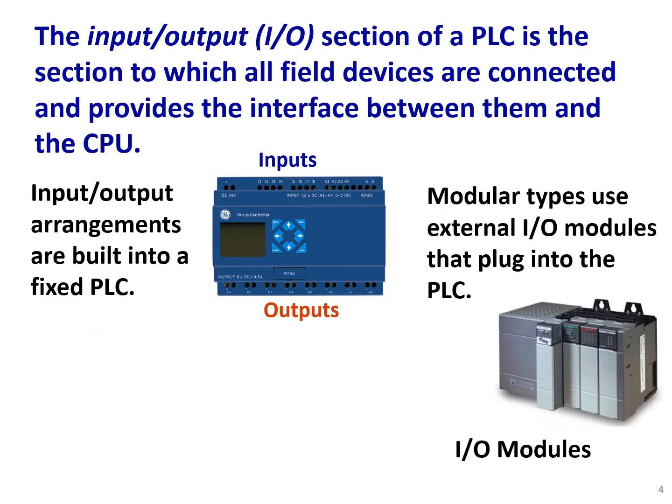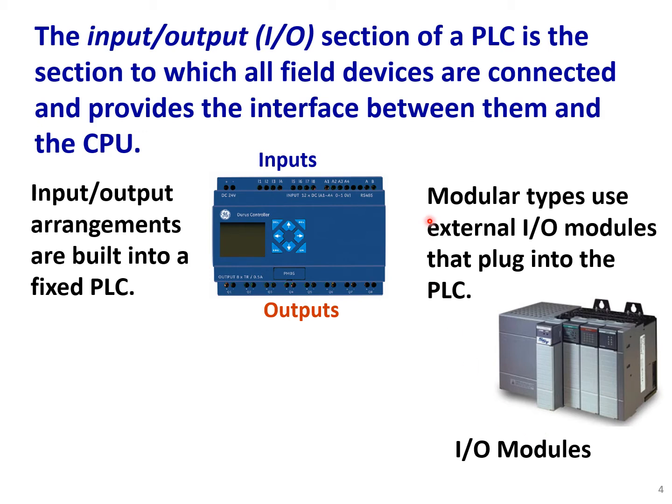The I/O section. The input-output I/O section of a PLC is the section to which all field devices are connected and provides the interface between them and the CPU. Here we have input-output arrangement built into a fixed PLC. So this is a fixed PLC, and the inputs and outputs are integrated with the CPU and power supply unit.